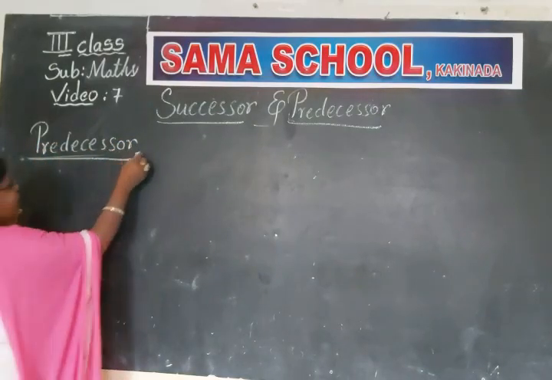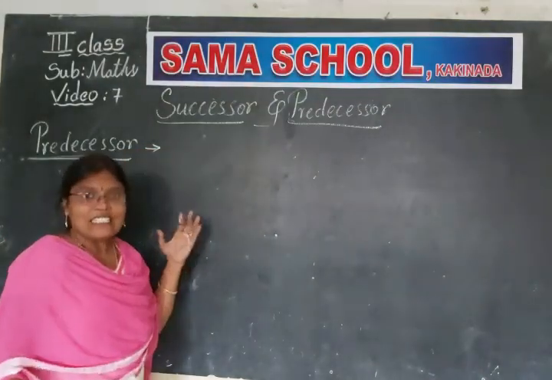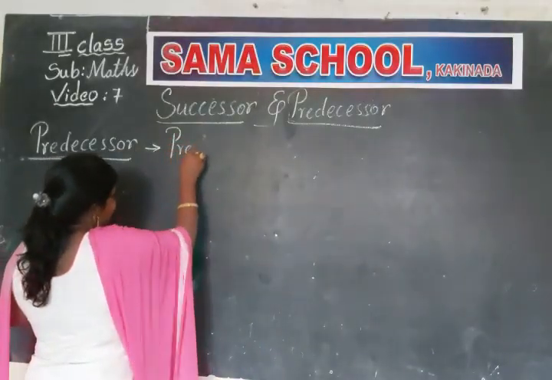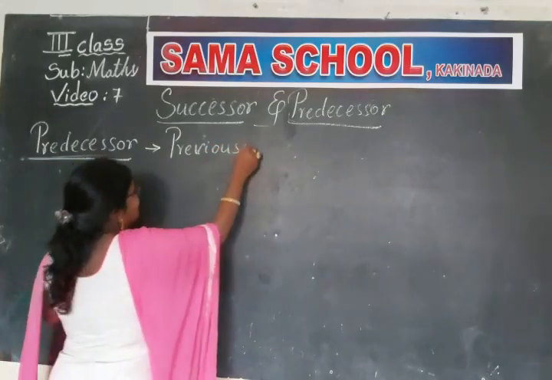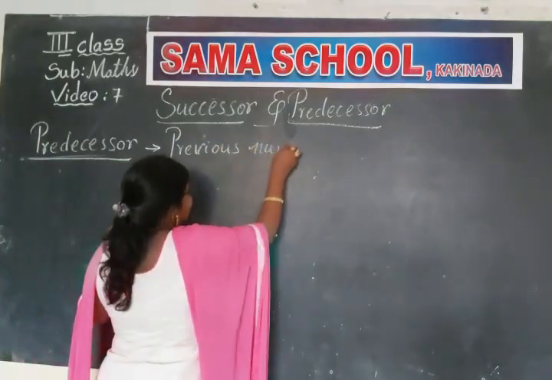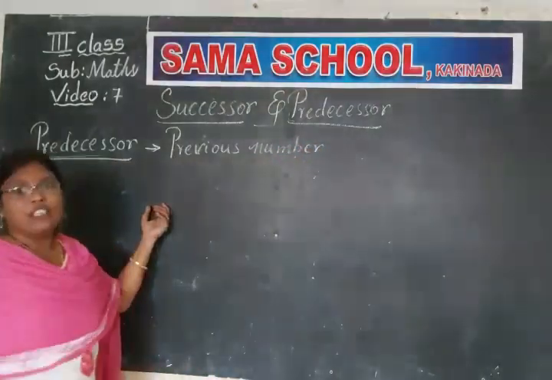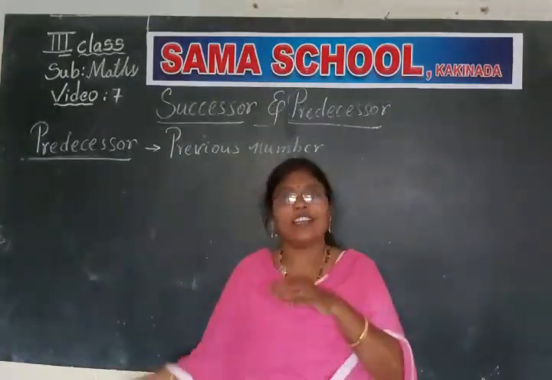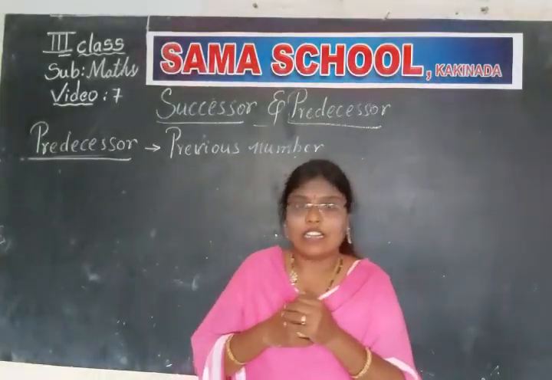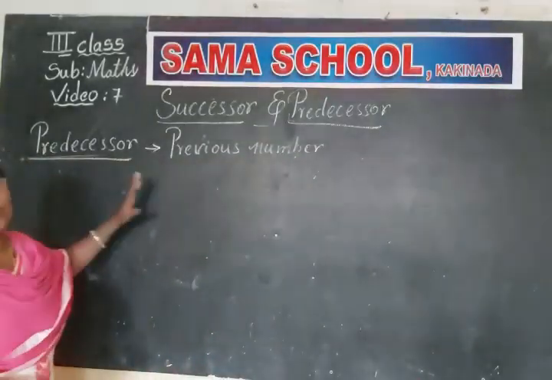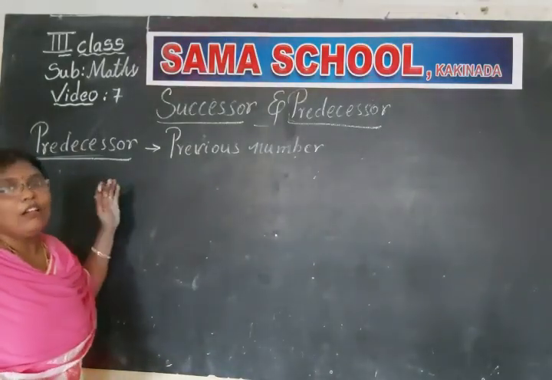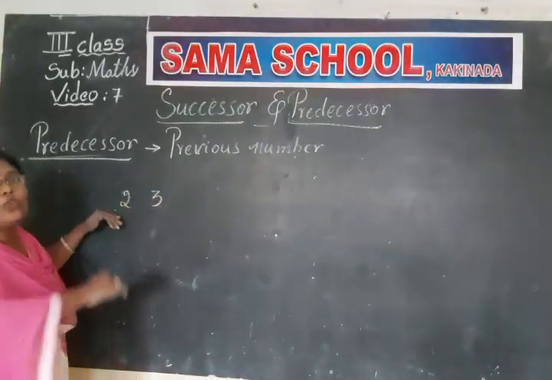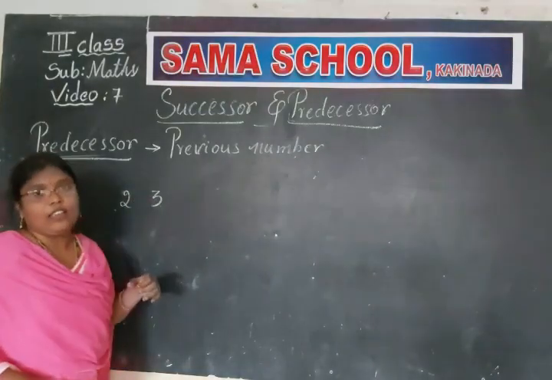Children, what is predecessor? Predecessor means previous number. Now you are in 3rd standard, and last year you studied 2nd standard. So 2 is before 3, that is the previous number. That is predecessor. So 2 is the predecessor of 3.